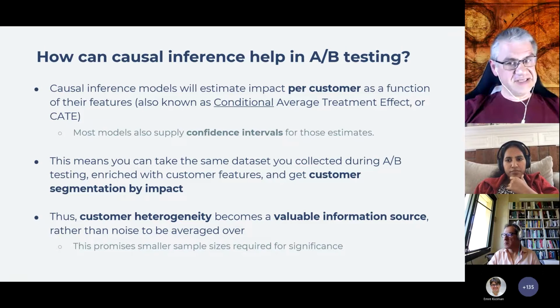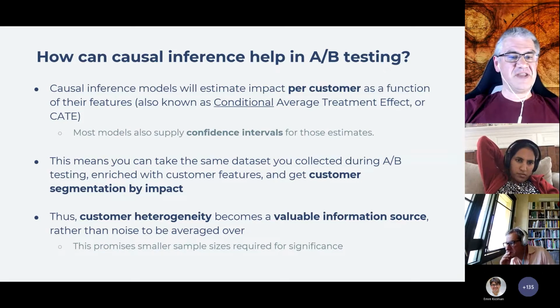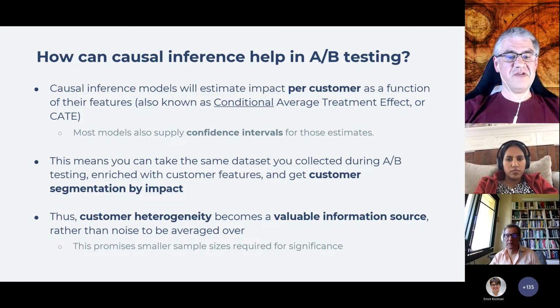So now you can take the same data set you collected during A/B testing, enrich it with customer features, and you get customer segmentation by impact of your intervention. This means that the fact that all of our customers are different is now a valuable information source, and not just noise that you want to average over. And the promise of this approach, which I have not yet verified, but which looks plausible and which we will verify, is that this should also allow you to need lower sample sizes to actually get significance, which means faster testing cycles, and that's a good thing.